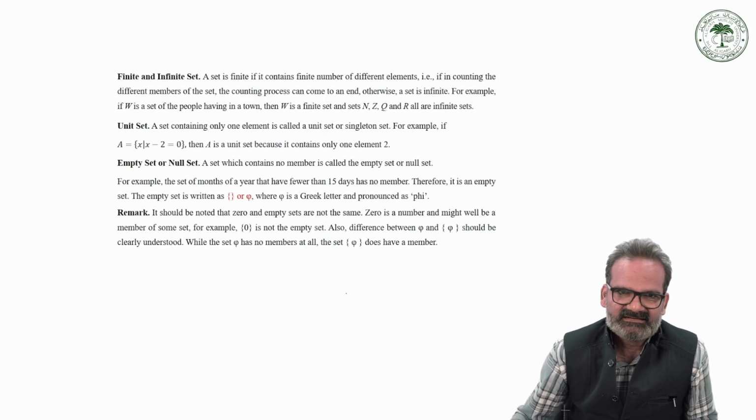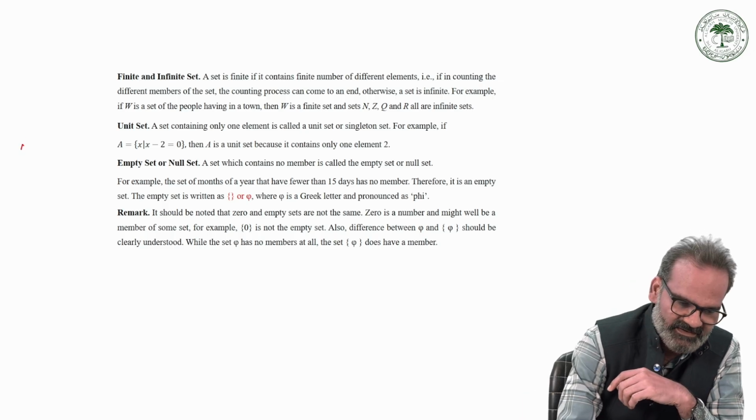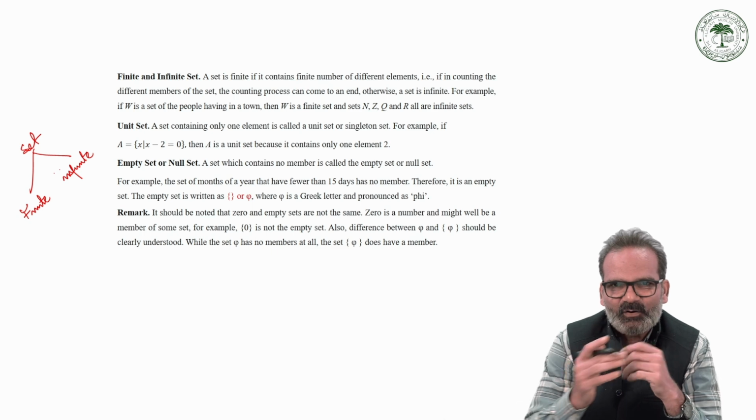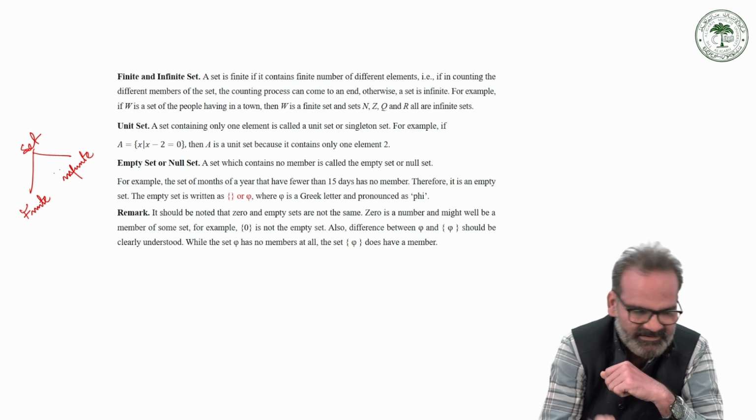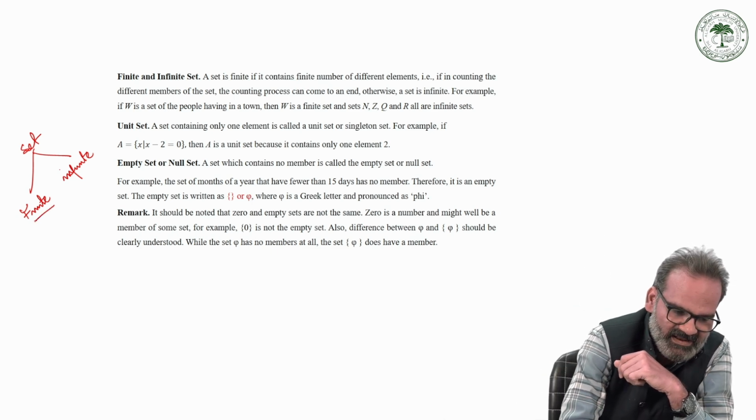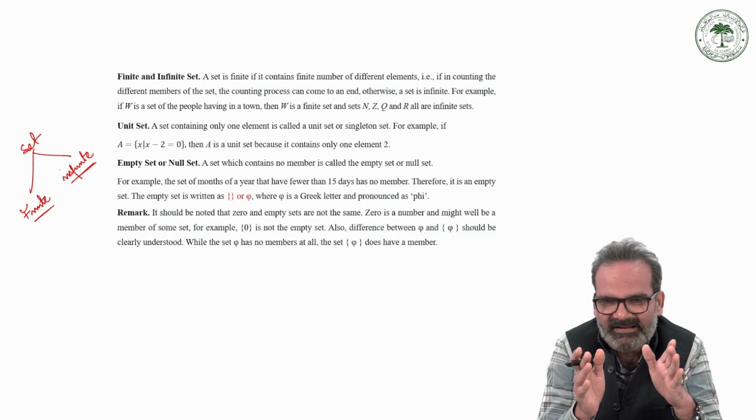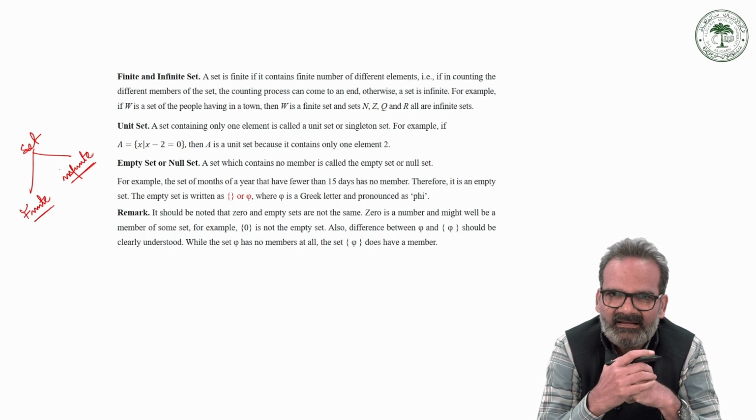Finite and infinite sets. This is the classification of a set. Means if we have a set, it can be classified in two categories. Number one is finite and second is infinite set, right? A set is said to be finite if it contains a finite number of elements, means if the elements are easily countable. Otherwise, it is called an infinite set. If a set contains uncountable or non-ending elements, then we call it an infinite set.